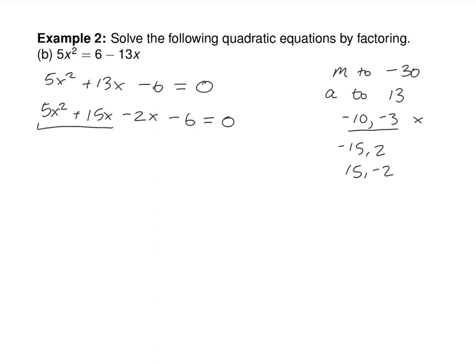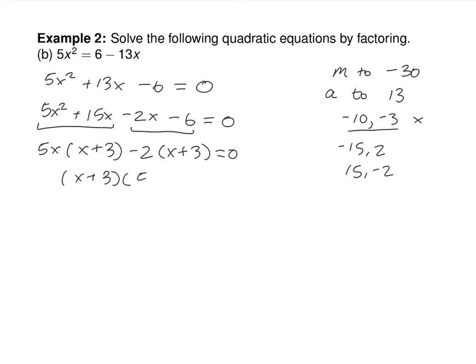Okay, take out the greatest common factor from each group. So what's the greatest common factor in that first group? 5x. So 5x times x plus 3. How about the next group? Negative 2, very good. Negative 2 times x plus 3. That's your semi-final answer: x plus 3.